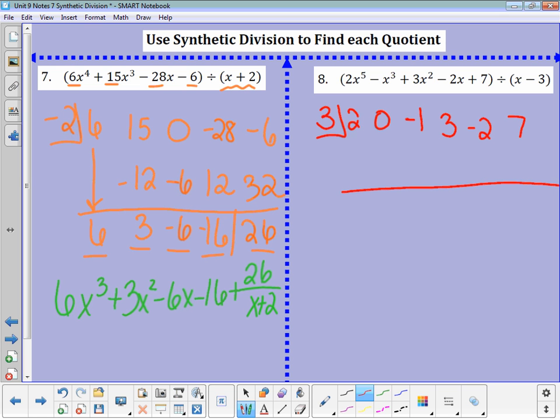Okay, so first thing I'm going to do is bring that 2 on down. 2 times 3 is 6. Bring that down and you have 6. 6 times 3 is 18. Negative 1 plus 18 is going to give me 17. Now I'm taking 17 times my 3. So that's going to give me 51.